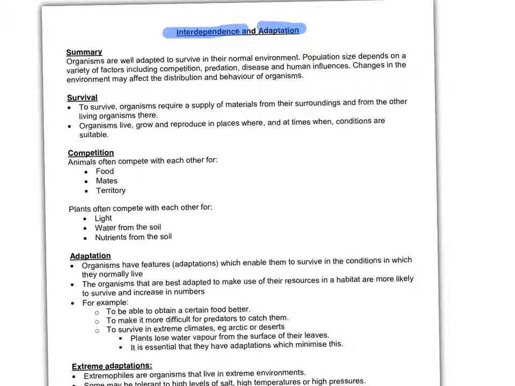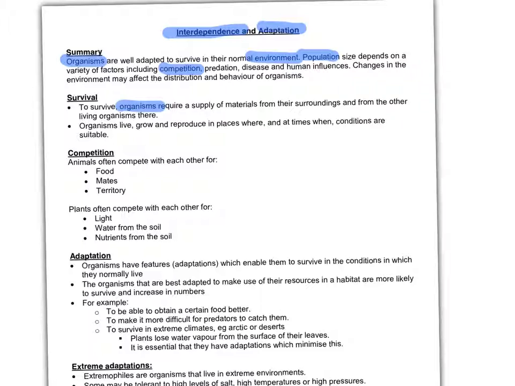Interdependence and adaptation are two key ideas that you should be familiar with from Key Stage 3. You should hopefully know that organisms are living things, the environment is somewhere where they live, and population refers to how many of something there is in that environment. We're going to look a little bit at competition and see how this affects populations.